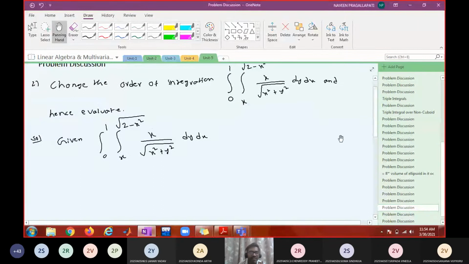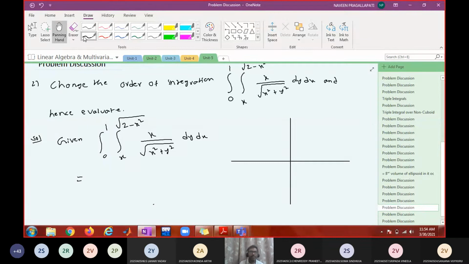So to change the order of integration, you need the region of integration, right? So what is the extent of the region? Can you please tell me, the region extends from where to where? This one, right? The entire region is in between x equal to 0 and x equal to 1. Do you agree?